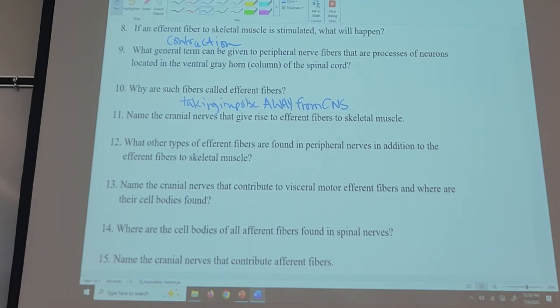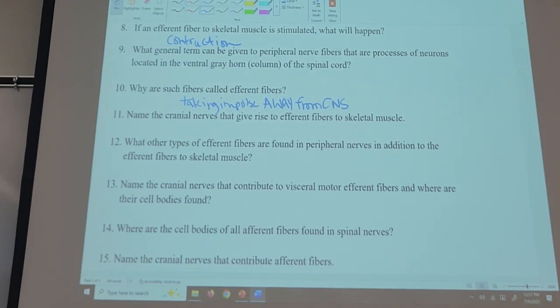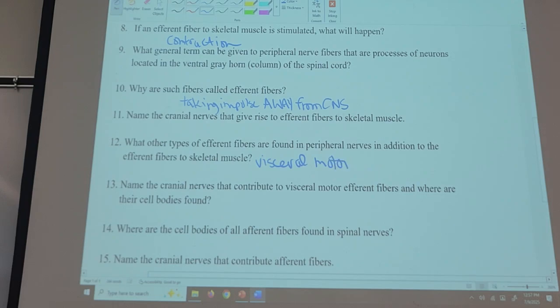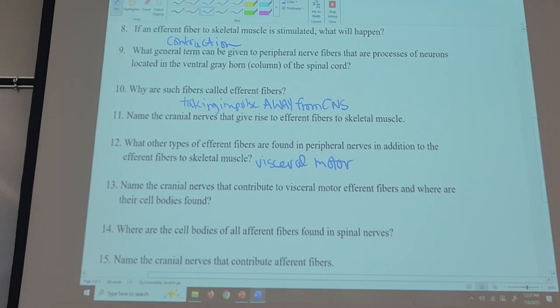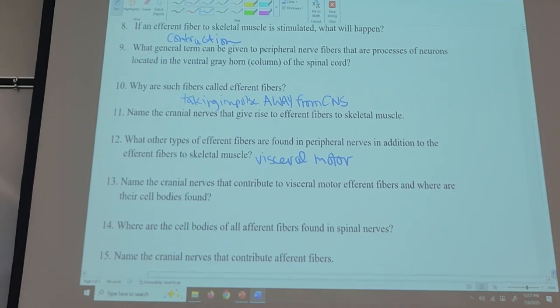All right, so 12. What other types of efferent fibers are found in peripheral nerves in addition to efferent fibers to skeletal muscle? So we learned two kinds of motor fibers, right? The ones that go to skeletal muscle are called what? Somatic motor, right? So what's our other option? Visceral motor. Okay, good. So 13 we'll get to. We haven't gotten to that yet. We'll get to that not today, probably PNS. So we'll come back to this.